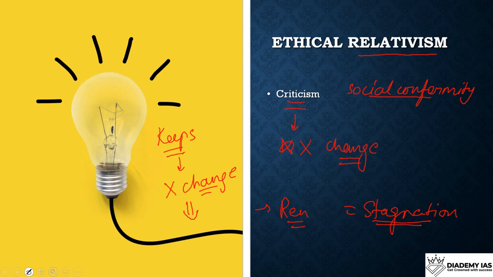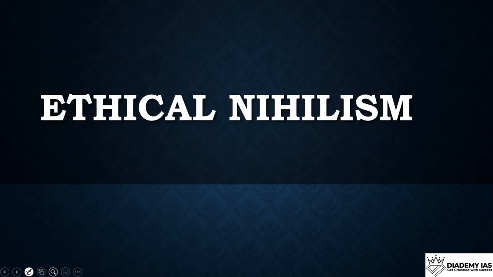If something is always correct in some place or the other, then there is no universal ethics, right? And that would also lead to no progress, as we just saw. It will lead to stagnation. All right, let's move on to the next principle: ethical nihilism. Nihilism basically means that nothing is morally right or wrong.